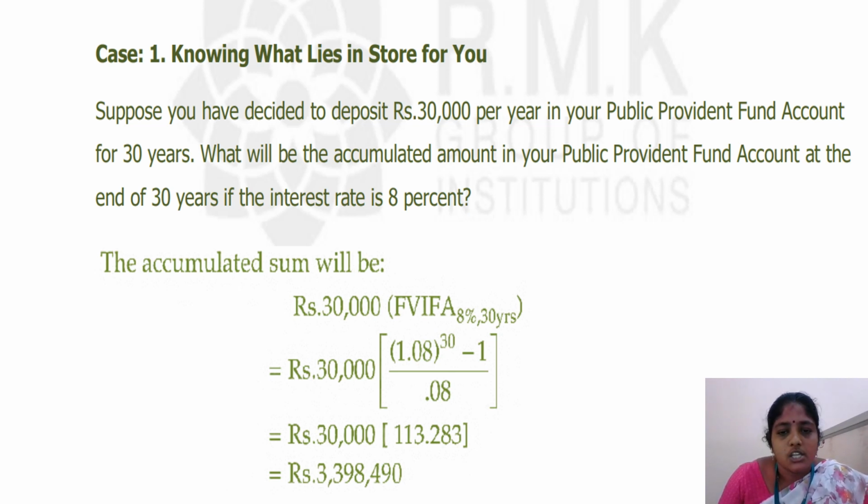By using this calculation, we will get 113.283. Multiplying these two values, we will get the total amount after 30 years at 8% interest. So 30,000 is your annual amount, and after 30 years at an interest rate of 8%, you will get 33 lakhs 98,490 rupees.